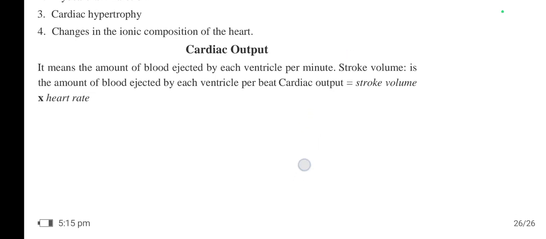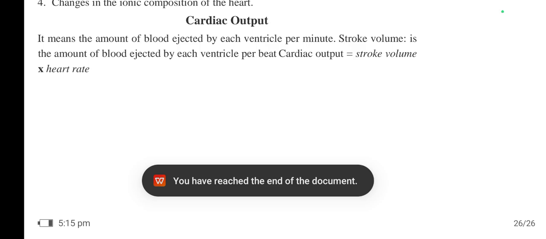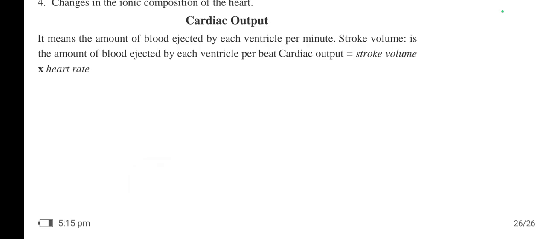So what is cardiac output? It means the amount of blood ejected by each ventricle per minute. Stroke volume is the amount of blood ejected by each ventricle per beat. Cardiac output is equal to stroke volume times heart rate.